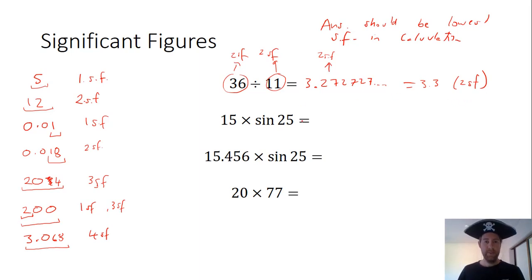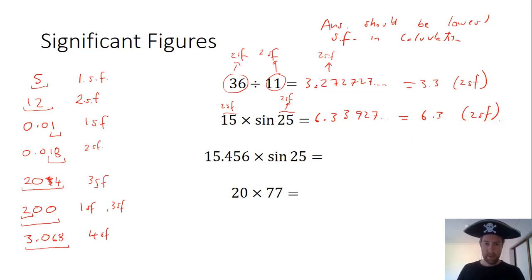Okay, let's do another one. This one has two significant figures. This one has two significant figures. I'm just going to do it on my calculator in my hand, so I don't have to go back and forth. 15 times sine 25 equals 6.33927, and so on. So that's 6.3 to two significant figures.